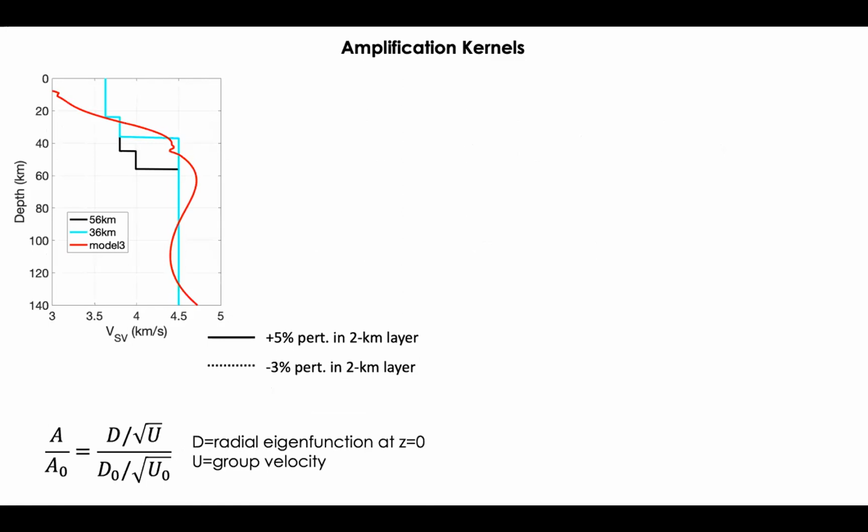Here we're considering 3 different reference Earth models, 2 that have the same simple mantle structure, but different crustal thicknesses, 36 and 56 kilometers, and 1 that is completely different. For each model, we perturb a single model parameter by the same relative amount while keeping all other parameters fixed. And we try both a positive 5% perturbation and a negative 3% perturbation in 2 kilometer thick layers. We run the normal mode code Minos on every perturbed model file and then determine amplification and phase velocity from the Minos output.